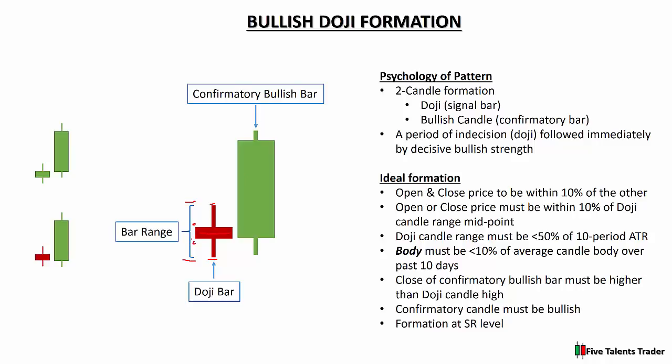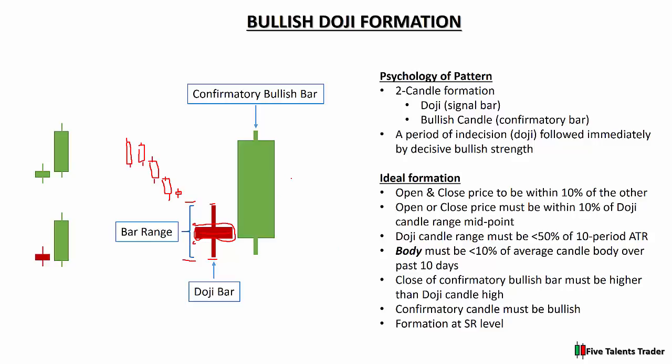And the body must be less than 10% of the average body over the past 10 days. So this body here must be less than 10% the average bodies. So we have candles like that, some tails. So the doji body must be less than 10% of the average body sizes over the past 10 days.